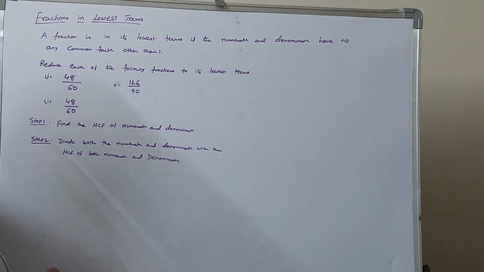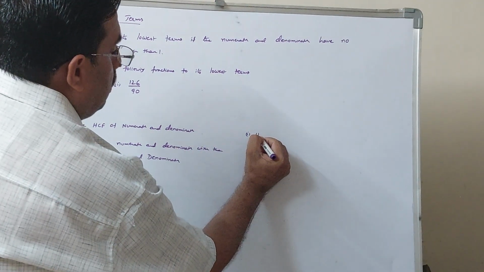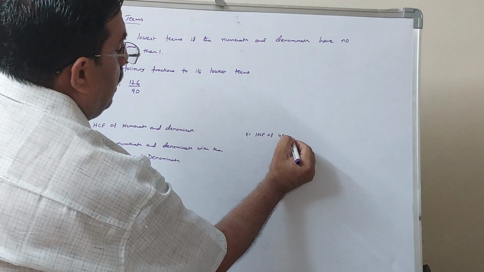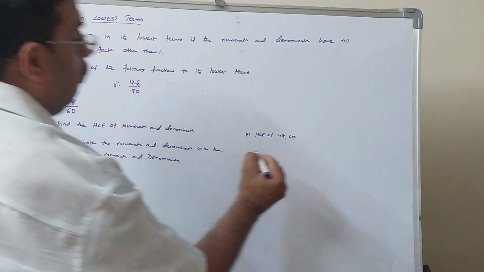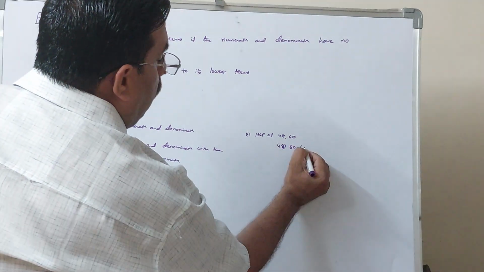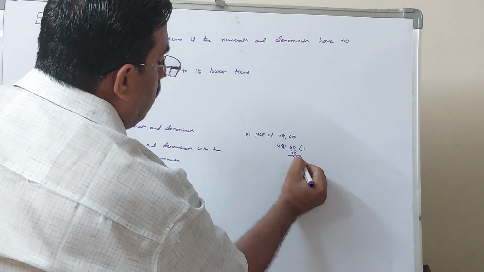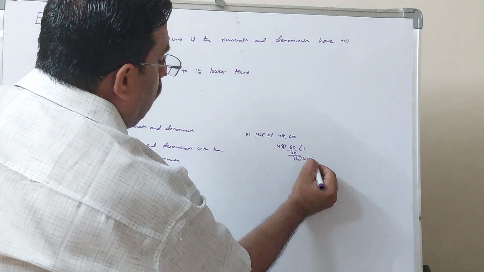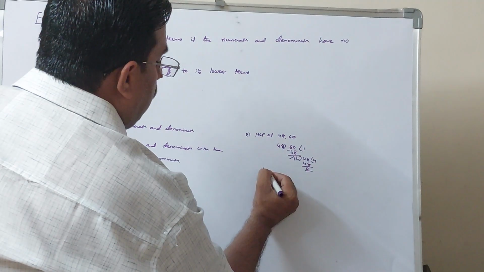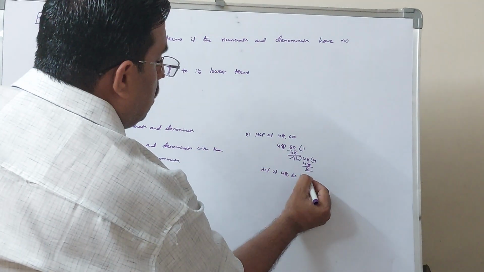See, first one is HCF of 48 and 60. So 48, how will you get it? 48 ones are 48, 12 fours are 48. So HCF of 48 and 60 is 12.